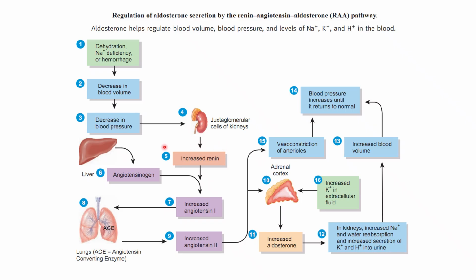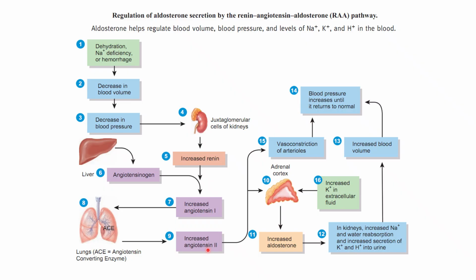This renin will act on angiotensinogen. Angiotensinogen is created by the liver, so angiotensinogen is present in the blood. However, it requires cleavage to be converted into another active form, that is angiotensin 1. So this increased renin will act on angiotensinogen and lead to formation of angiotensin 1. This angiotensin 1 goes into the lungs, and here there is an enzyme called ACE, and this ACE will convert angiotensin 1 into angiotensin 2.